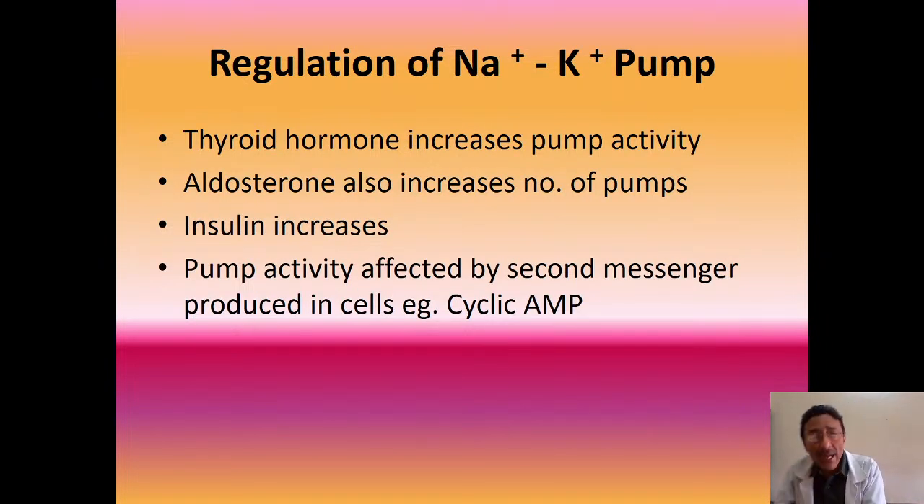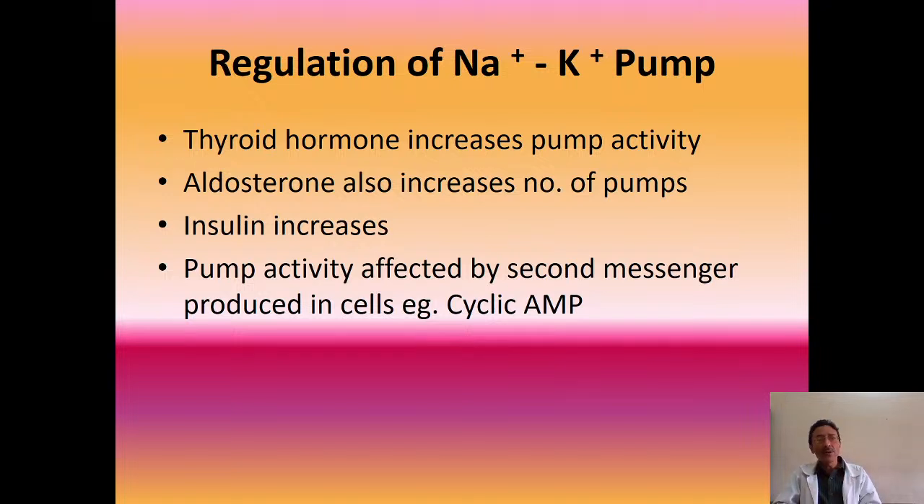Now, what are the factors which regulate the sodium potassium pump? Some of the hormones regulate it. For example, the thyroid hormone will cause an increased activity of the sodium potassium pump. So it increases the pumping activity. That means if the normal sodium potassium pump works around one rotation per second, or 60 times in a minute, thyroid activity can increase it to 100 times per minute.